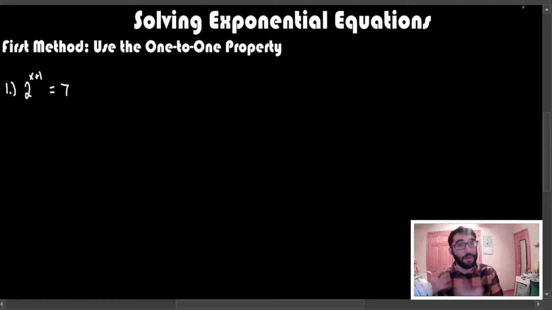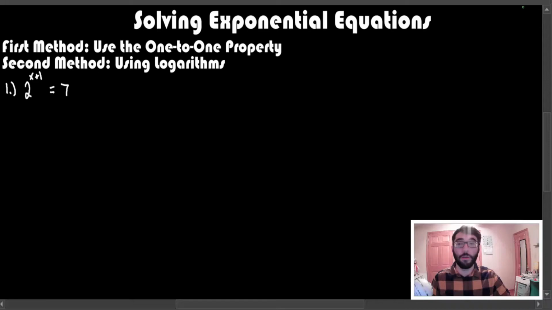The left side has a base of 2. I can't rewrite 7 as like 2 to the 3rd or 2 to the 4th or anything like that. So I can't really rewrite each side with the same base. So what do? Well, we use logarithms, and that is the second method. So how do you solve an exponential equation with a logarithm? I'm glad you asked. This is what we do.